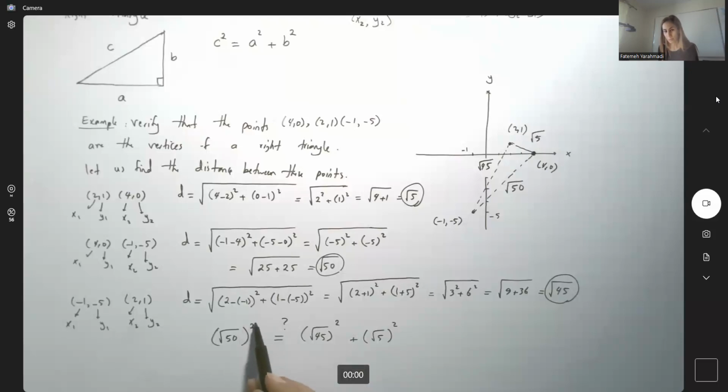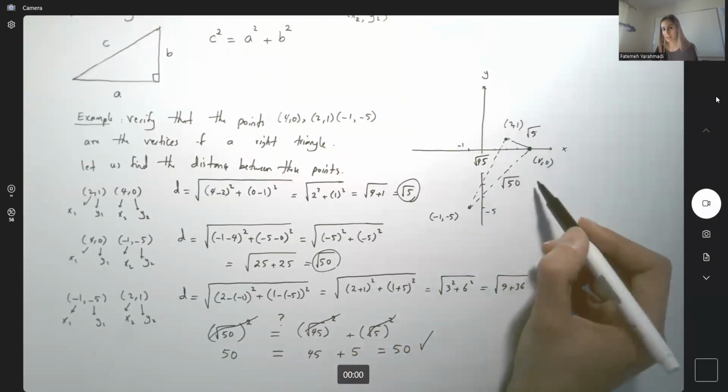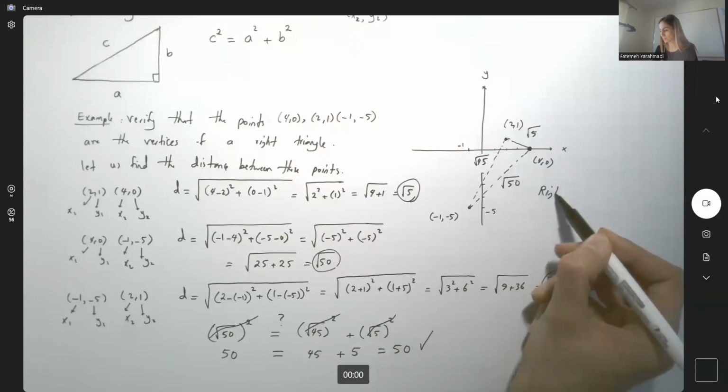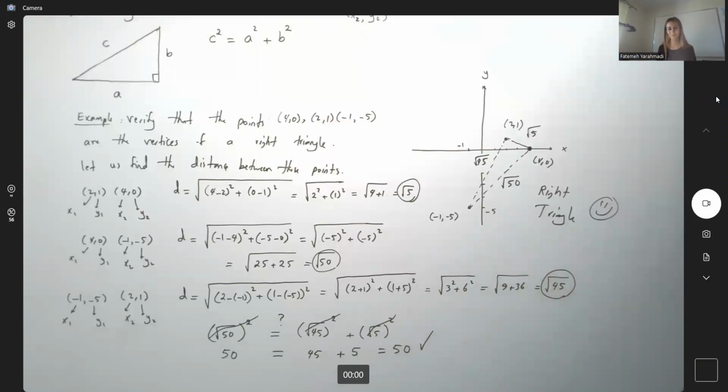So exponent 2 and the radical cancel out. You're left with 50 on one side. Exponent 2 and the radical cancel out, you're left with 45 plus, exponent 2 and the radical cancel out, you get 5. 45 plus 5 is obviously 50. 50 and 50, they are equal to each other. What's the meaning of that? It means that this definitely is a right triangle. Perfect.